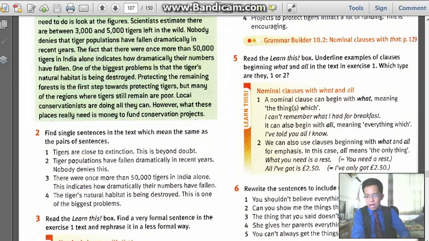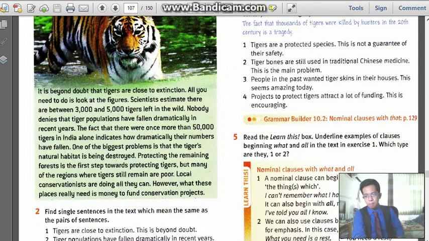So first we have: tigers are close to extinction. This is beyond doubt. Let's find it in the text above. You can clearly see at the beginning, it is beyond doubt that tigers are close to extinction. Underline that, mark that as number 1.